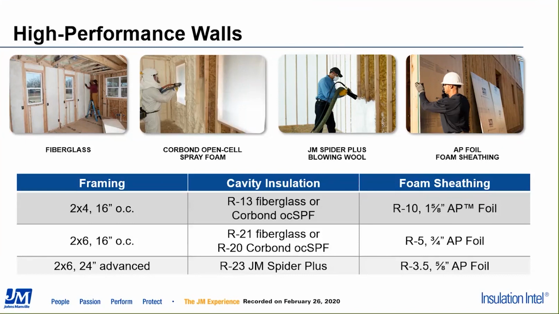If you're a builder that is looking to move to more advanced framing styles, like this bottom row on the table, the 2x6 at 24 inches on center, then that gives you a little more flexibility, right? An option there would be something like our Spider Plus product, which in a 2x6 can actually deliver R23, and that would allow the foam sheathing to get even skinnier, right? Only 5/8 of an inch to get an R3.5, and all of these combinations we see here will all deliver that prescriptive wall performance.